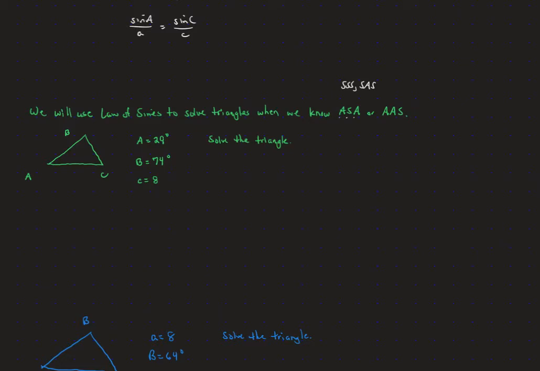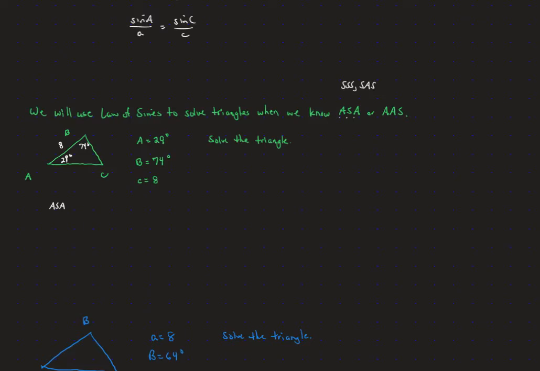So here we have some information. We know in this case that angle A is 29 degrees. I'm going to mark that in here. Angle B is 74 degrees, and side C, which is opposite angle C, is 8. So you can see this is angle, side, angle information. We don't really have to worry about that. That's not a huge deal. We just try to set up proportions and go from there.